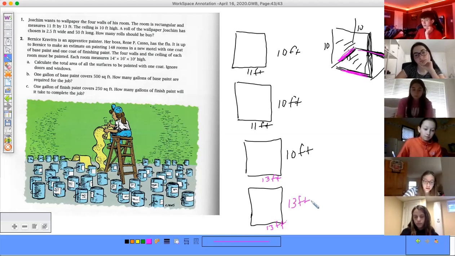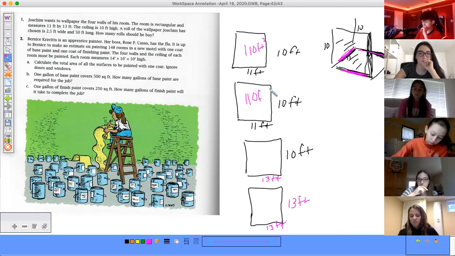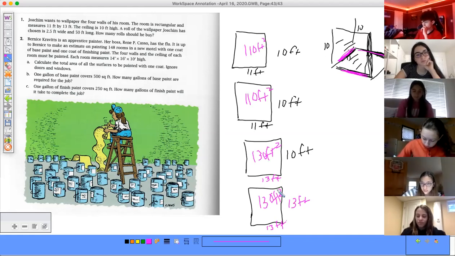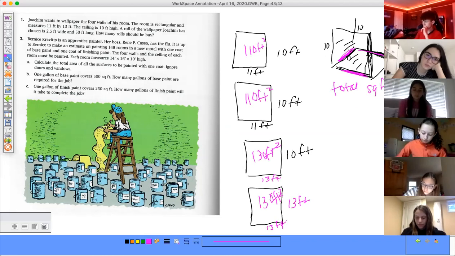Now, if you are going to wallpaper, you really need to know the dimensions of your walls. So if I wanted to find the square footage, this would be 110 square feet. Is that right? This is 110 square feet. This is 130 square feet. And then this is another 130 square feet. So if I asked everybody, what's the total square footage of the walls of the room? I got 623 square feet.